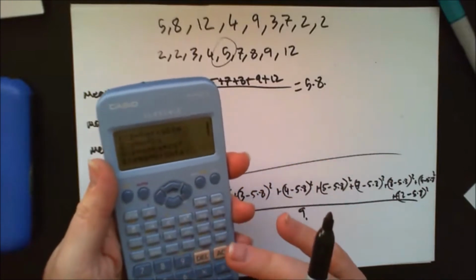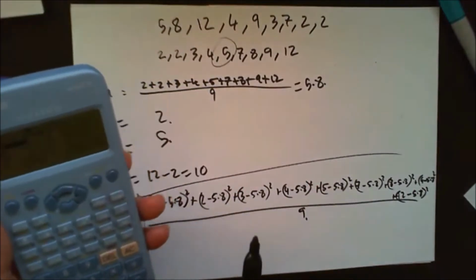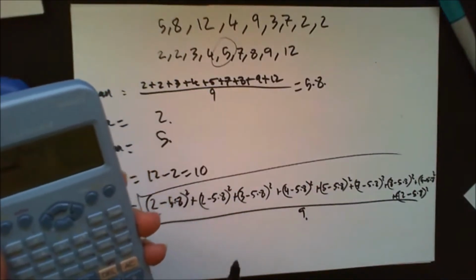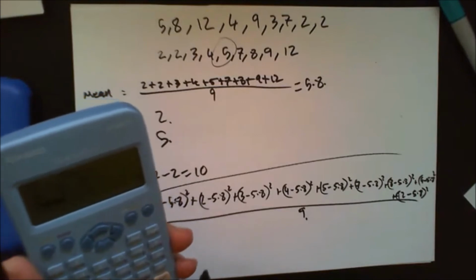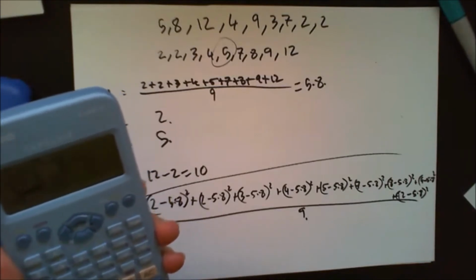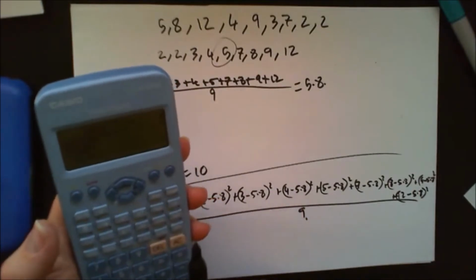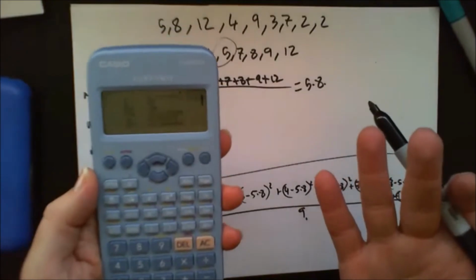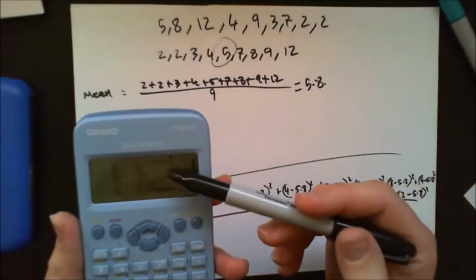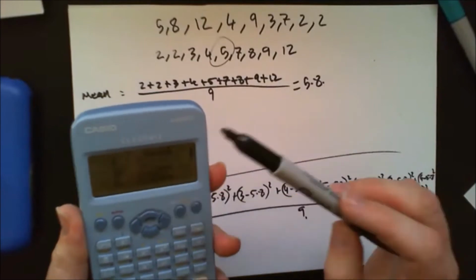I'll try once more before I go into this. Okay. 2, 2, 3, 4, 5, 7, 8, 9, and 12. Now it used to be option 2. Oh, mother of God, it works. Holy God. 5.7, that's 5.8. The sum of all the x's is 52.